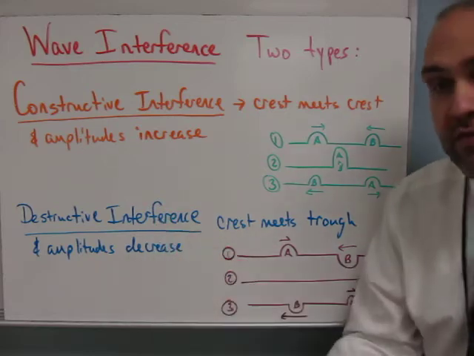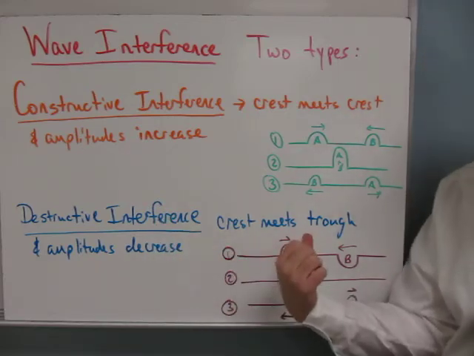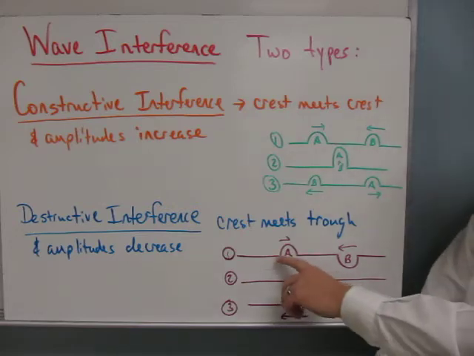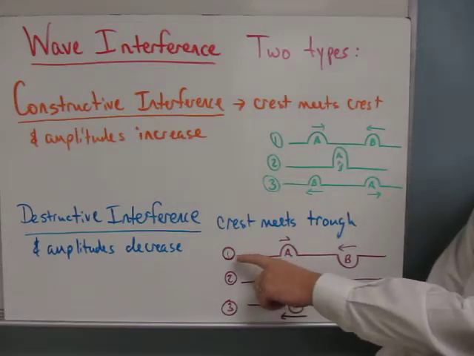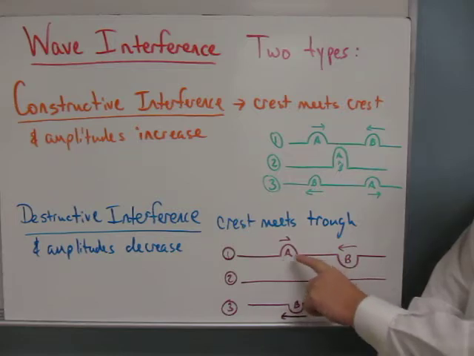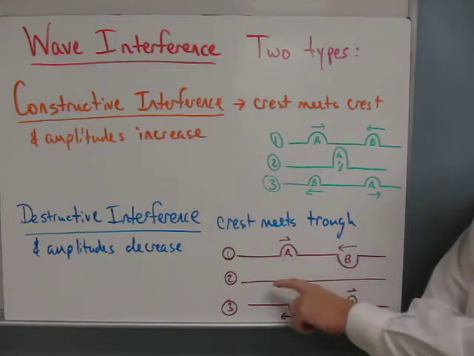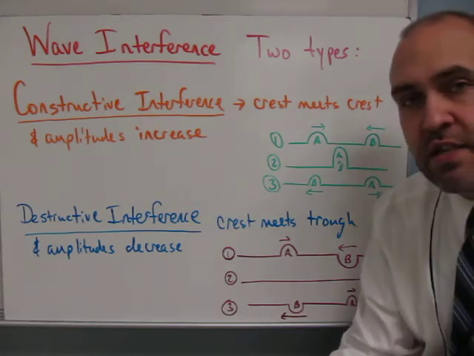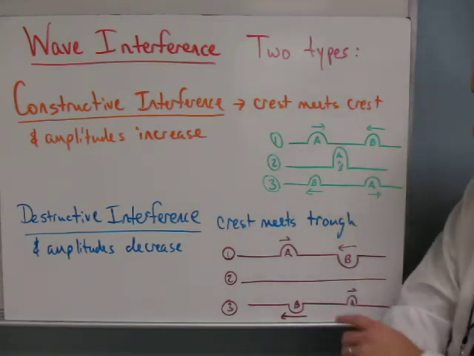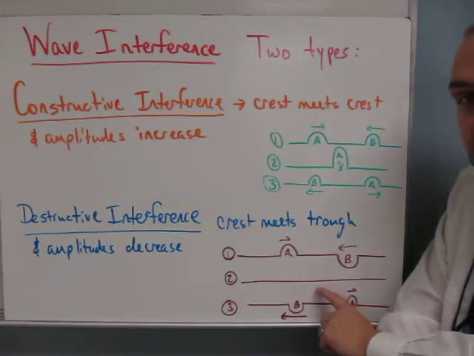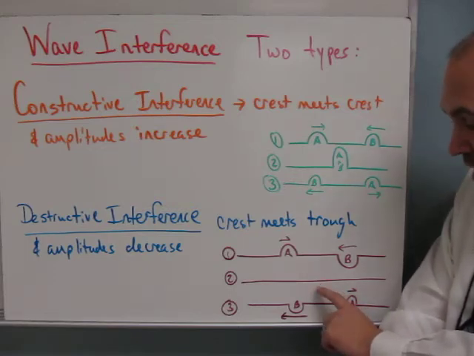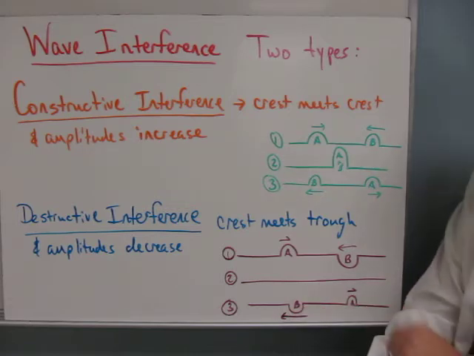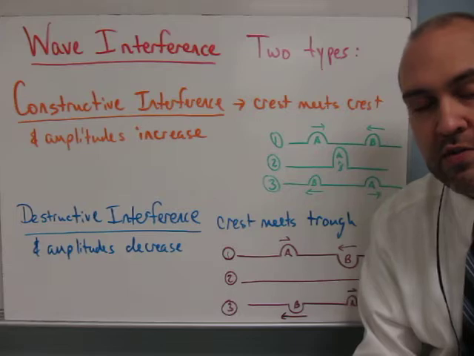In destructive interference, crest meets trough, or trough meets crest, and the amplitudes decrease. So here in stage 1, crest A is going to the right, and trough B is going to the left. And when they meet, they cancel one another. If they cancel completely, that's called completely destructive interference. If it were a sound wave, we would not hear anything. And then they reappear after their cancellation and go about their merry way afterwards.